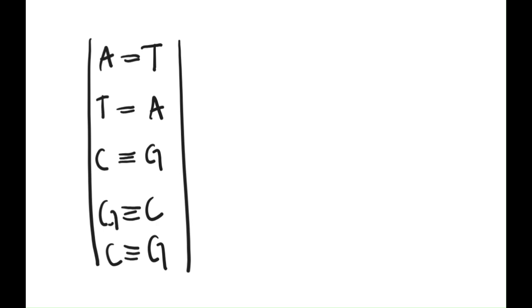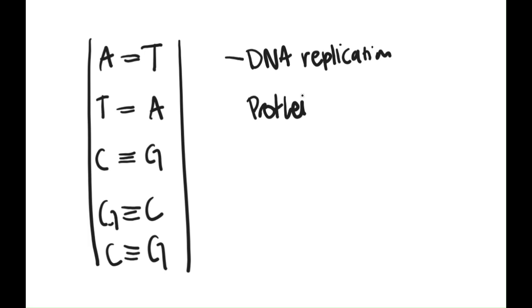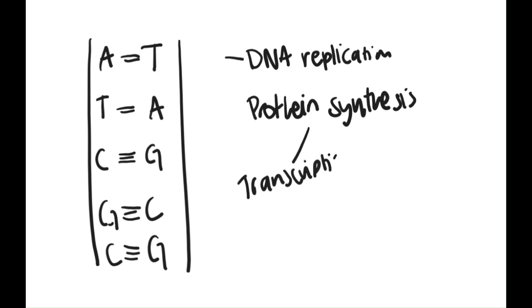Okay? And these, like I said, are very important for processes that occur within our body. For example, DNA replication. It's important for protein synthesis, again, within our body, like transcription and translation. And it's because of the hydrogen bonding and these complementary base pairs that allows for a high degree of accuracy in DNA replication, in protein synthesis, and all of that.